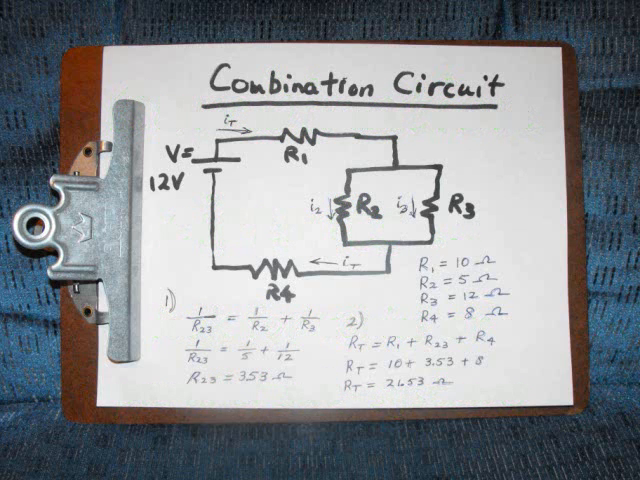When you have a combination circuit, what that means is you have both series and parallel portions of the circuit. Now we've called the total resistance for the parallel portion R23. We've calculated that using the parallel rule. And then we treat that as a series element to come up with the total resistance for the circuit.